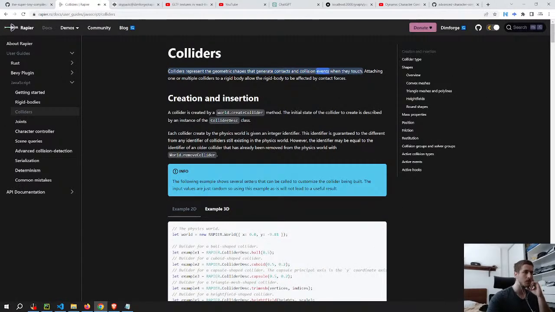Colliders represent the geometric shapes that generate contacts and collision events when they touch. Attaching one or multiple colliders to a rigid body allows the rigid body to be affected by contact forces. Creation and insertion: a collider is created by the world.createCollider method.